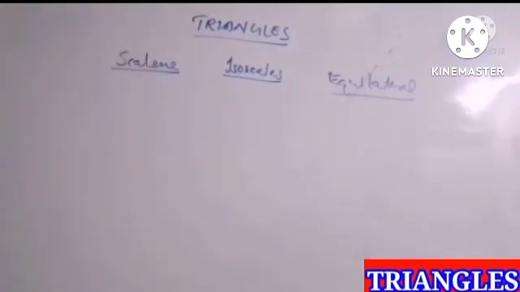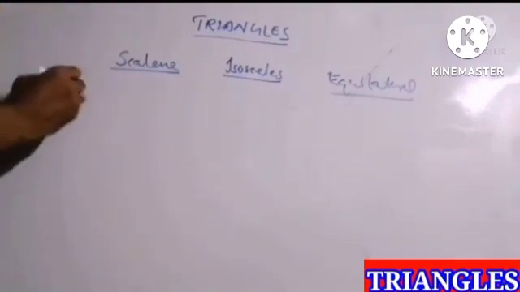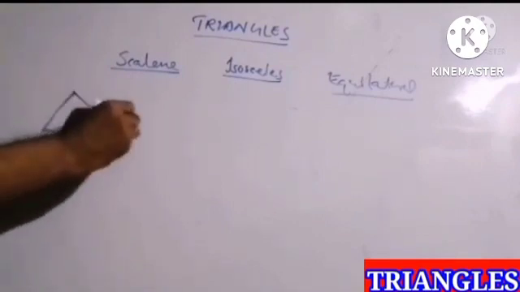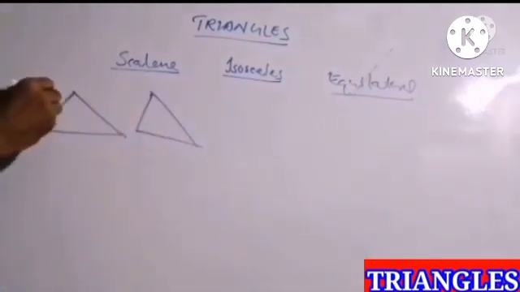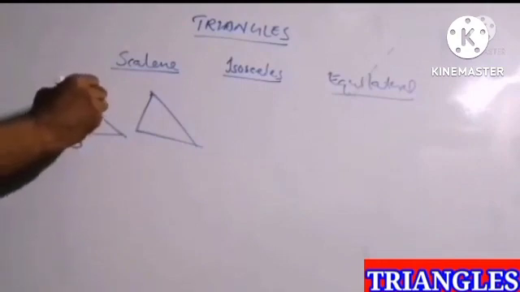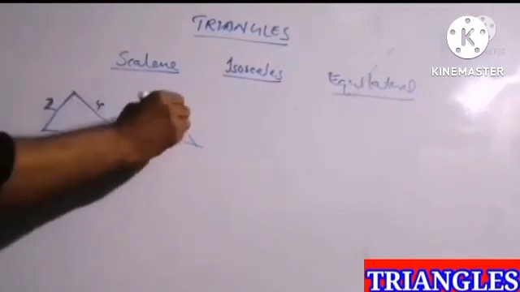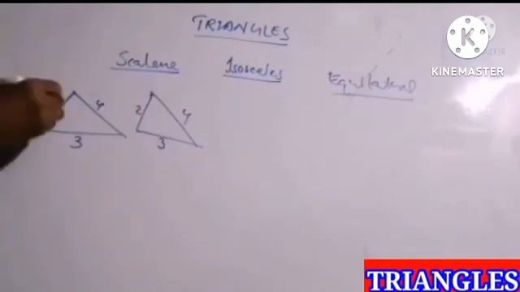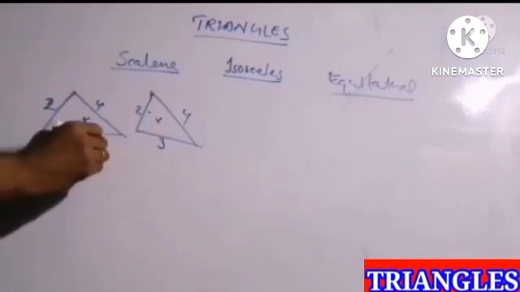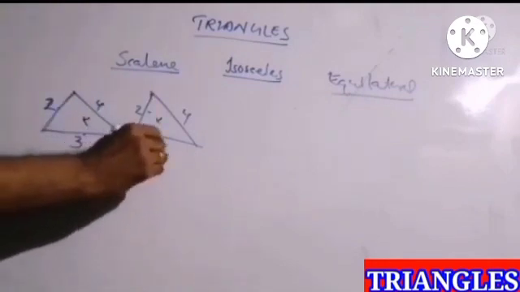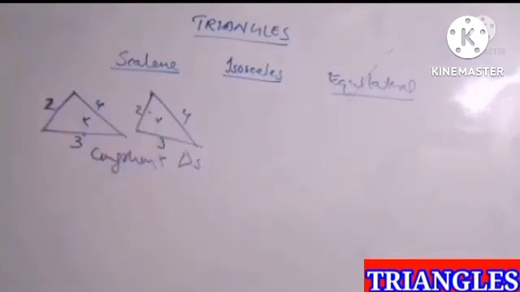Now what are congruent triangles? Two triangles with equal sides and equal angles are called congruent triangles. Consider this triangle with sides 2 centimeter, 3 centimeter and 4 centimeter. Another triangle with sides 2, 3, 4. These two triangles have equal sides: 2 and 2, 3 and 3, 4 and 4. Then you can call these two triangles congruent triangles.